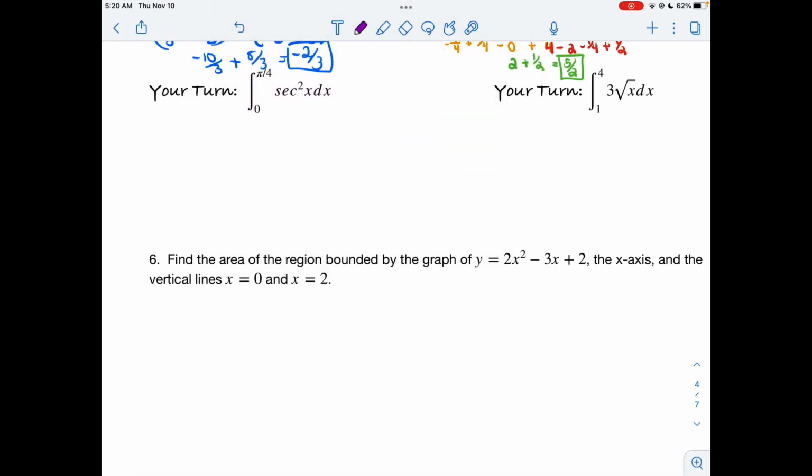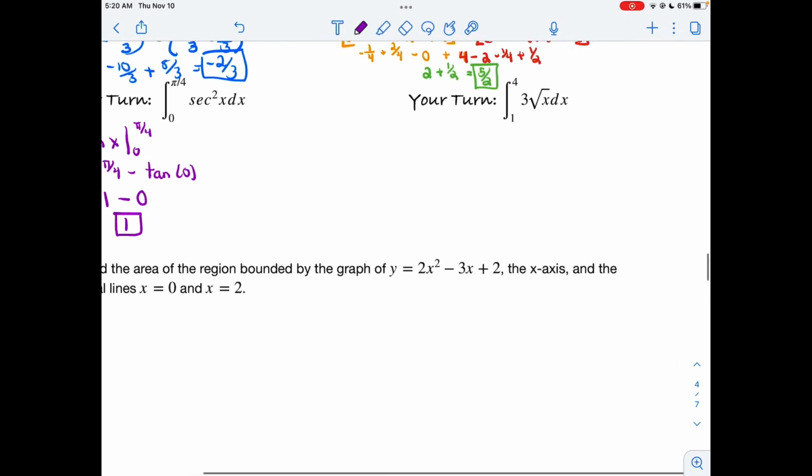Recall that the antiderivative of secant squared x dx is tangent of x. So the integral from 0 to pi over 4 of secant squared x dx is the tangent of x evaluated from 0 to pi over 4. So that becomes the tangent at pi over 4 minus the tangent at 0. Recall from the unit circle, the tangent at pi over 4 is 1, and the tangent at 0 is 0. 1 minus 0 is 1.